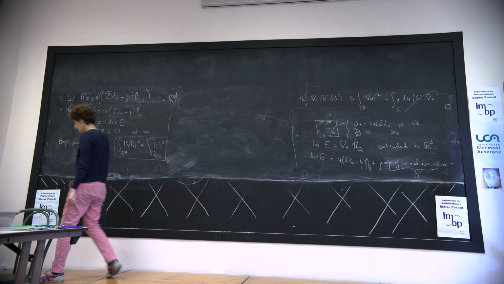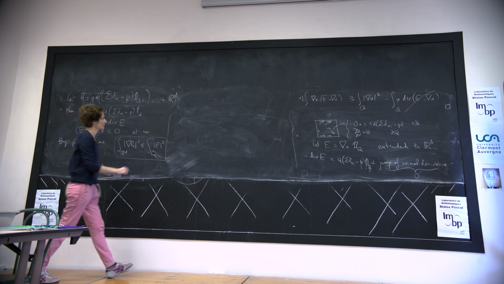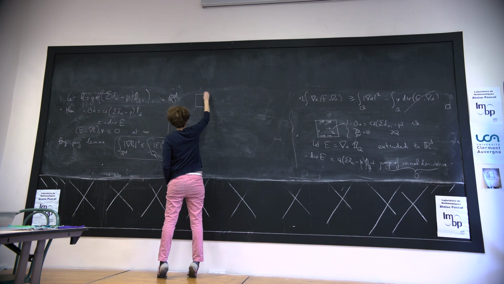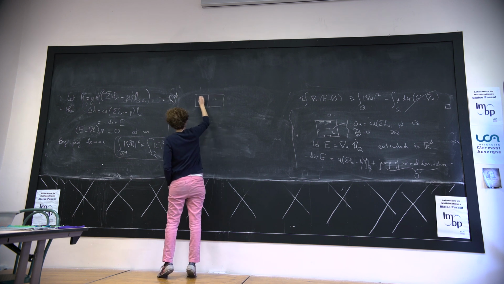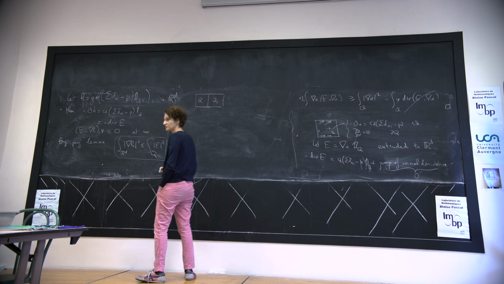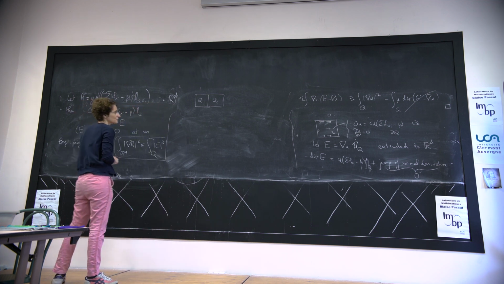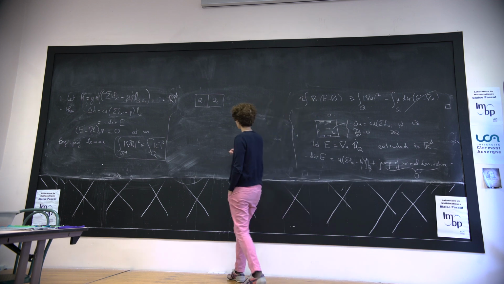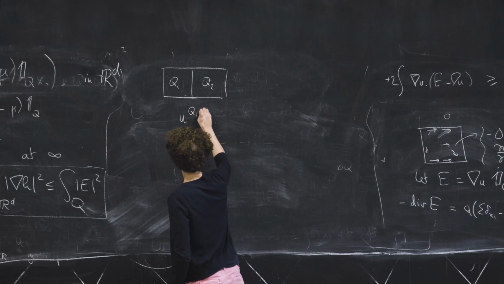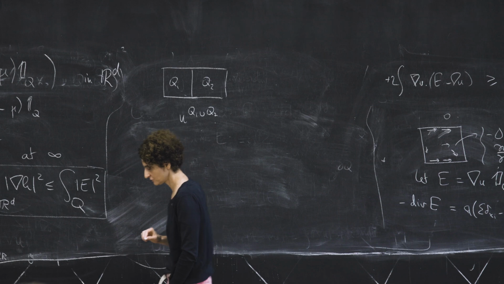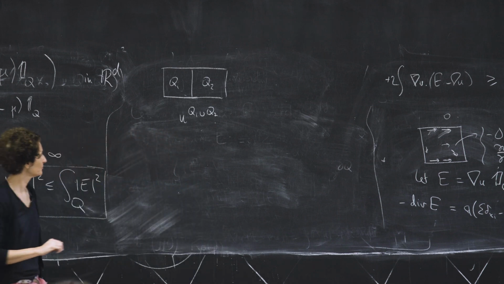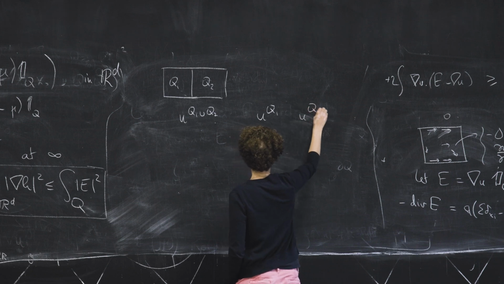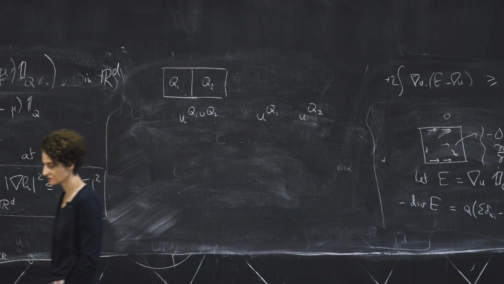So let us see this in a slightly different variant. Imagine I have two cubes now, Q1 and Q2. I'm going to show the subadditivity. So remember we have U, Q1 union Q2. We have U Q1 and we have U Q2. So in principle, these things are not the same.